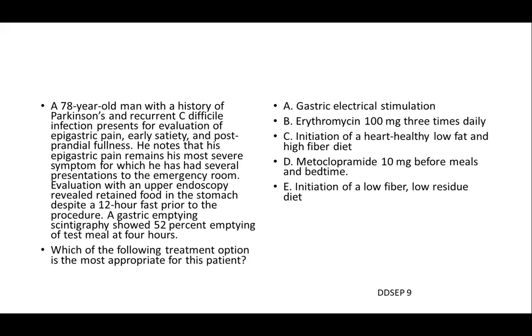Yeah, the high fiber content. We'll get to the gastroparesis diet, but you want a lower fiber content diet for this. Reglan: should we start Reglan on someone with known Parkinson's disease? Probably not. That's probably a bad idea. And so choice E is essentially a gastroparesis diet. It's a low fiber, low residue diet.